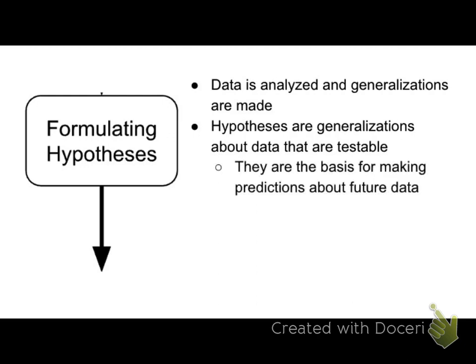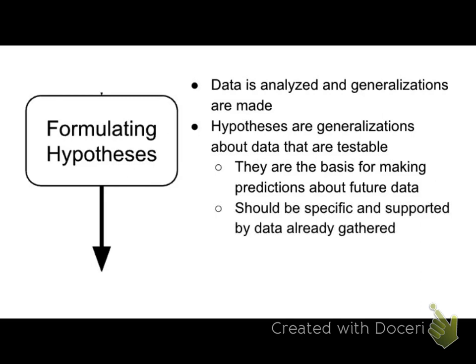These are the basis for making predictions about future data, and they should be specific, and they should be supported by data you have already gathered. So you don't want your hypothesis to be wild and out there, okay? You wouldn't want your hypothesis to be a lunch that we don't even offer here at school will be the most popular, okay? And you need to be able to test it and gather data about it, and it needs to be specific.